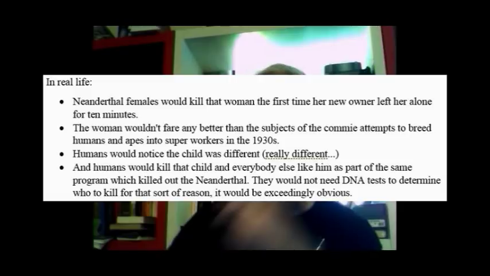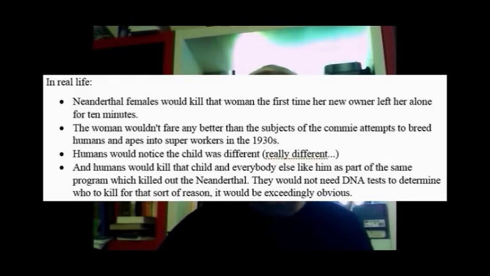In real life, what would happen in real life? Neanderthal females would kill that woman the first time her new owner left her alone for 5 minutes. The woman wouldn't fare any better than the subjects of the communist attempts to breed humans and apes into super workers in the 1930s. That didn't work out very well for anybody.